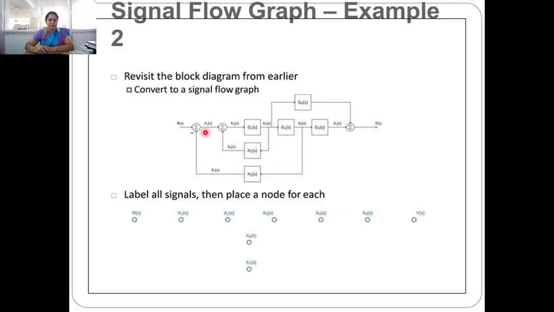And next one is another example. This is your block diagram. This is converting the signals, that is, the flow of direction values. This is each node: this one, this one, this one, this one, this one. All these.